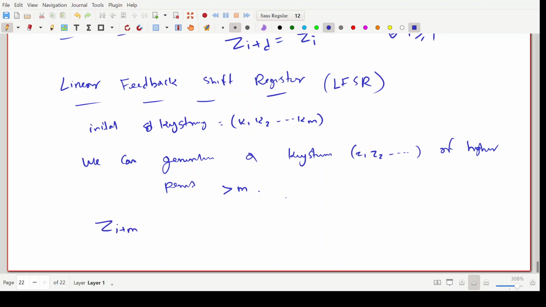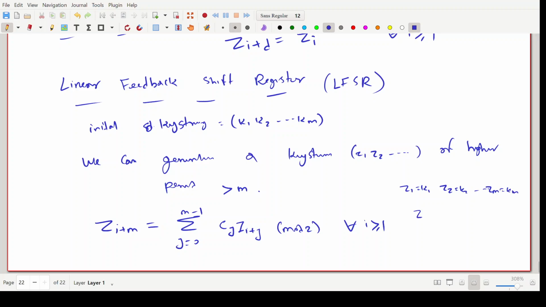Z i plus m is equal to the summation over j equal to 0 to n minus 1 of cj into z i plus j, modulo 2, for all i. That's why it is called linear, because it is a linear combination. Earlier I had z1, z2 up to zm, because z1 was k1, z2 was k2, and zm was km. Then zm plus 1 will be a linear combination of all these, and zm plus 2 will also be a linear combination of all these. That's why it is called a linear feedback shift register.